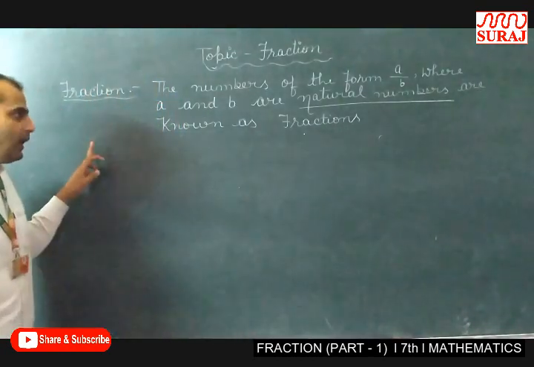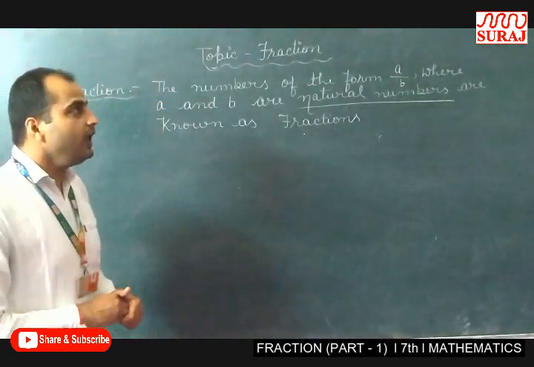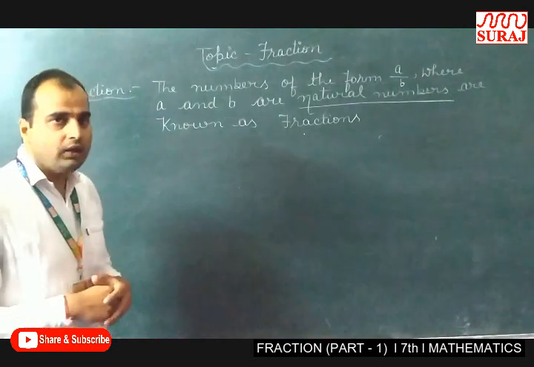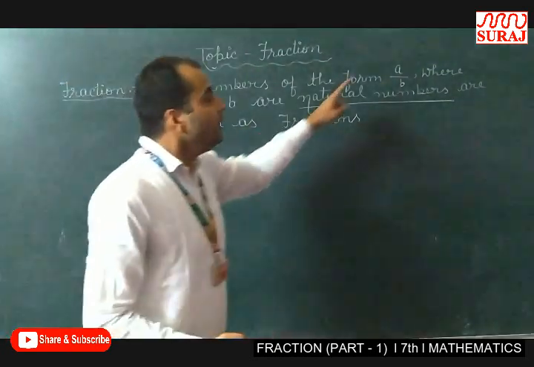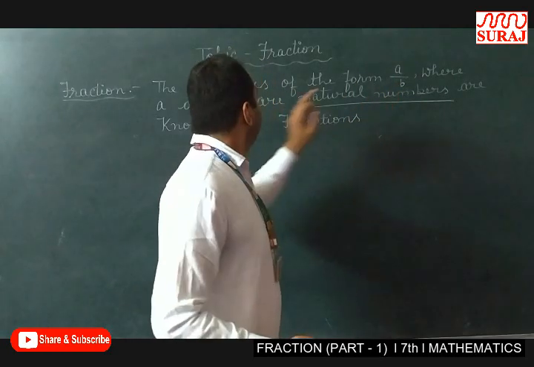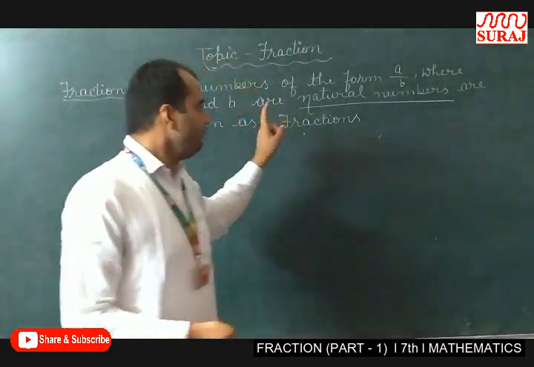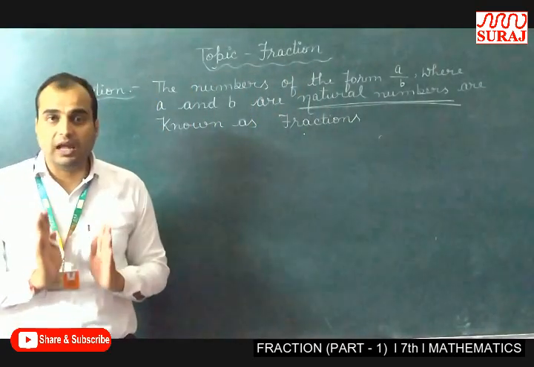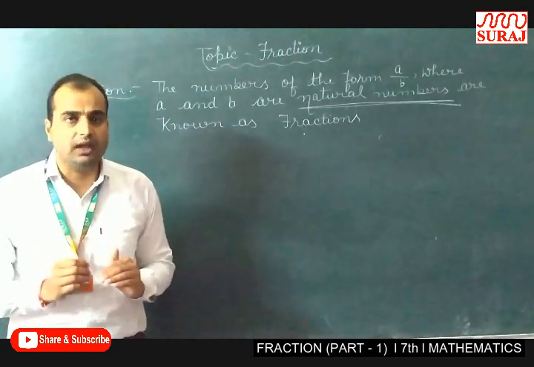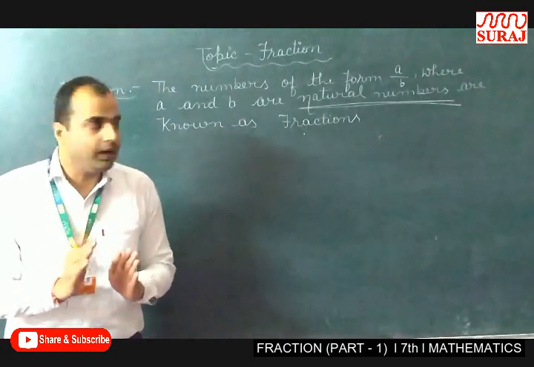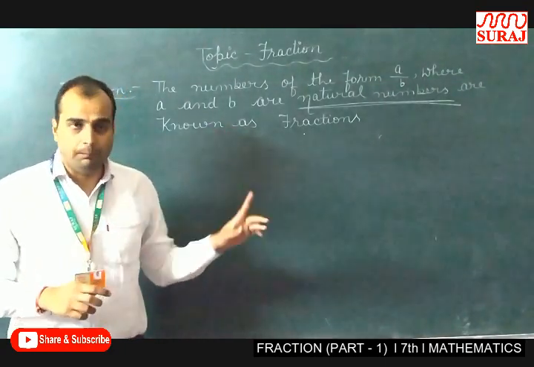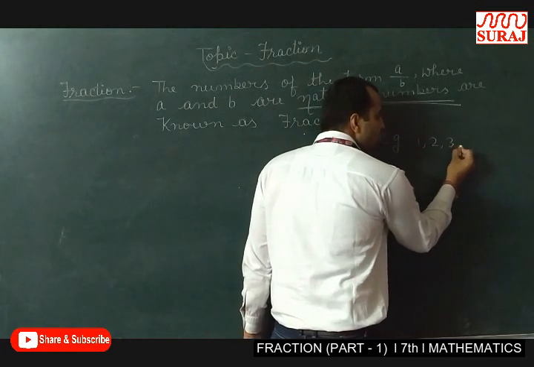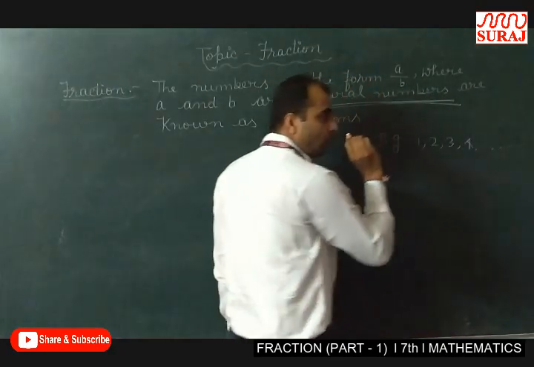Let's start with the definition. The numbers of the form a upon b, where a and b are natural numbers, are known as fractions. कोई भी नंबर जो a अपॉन b की फॉर्म में होता है उसको हम क्या बोलते हैं, फ्रैक्शन. I can underline the natural number. What is a natural number? Natural number क्या होते हैं? All countable numbers are called natural numbers. Examples are 1, 2, 3, 4 and so on.